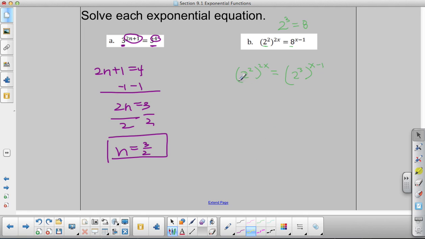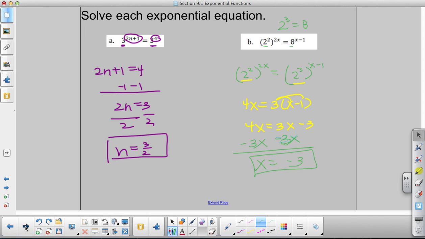Now my bases are the same. Okay. And remember, when I have a power to a power, I multiply those. So 2 times 2x will give me 4x is equal to 3 times x minus 1. I'm just going to write it 3 times x minus 1. Okay. I would distribute that 3 on my right-hand side. That's what I did there. And now I will go ahead and subtract 3x from both sides. 4x minus 3x gives me x is equal to negative 3. So there is my solution.